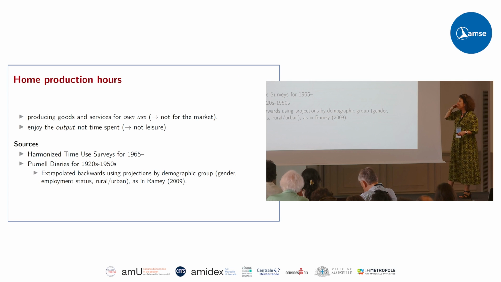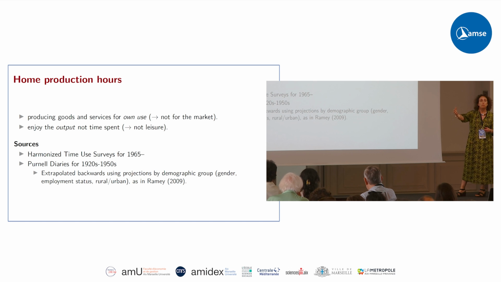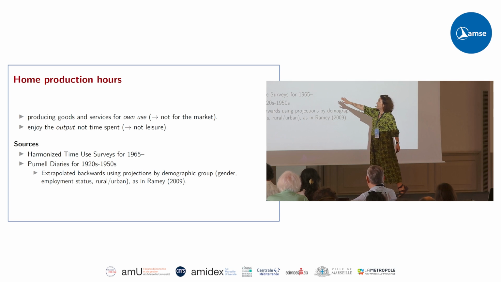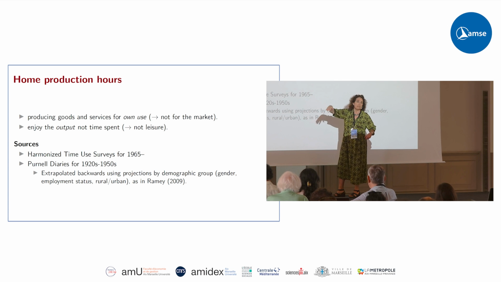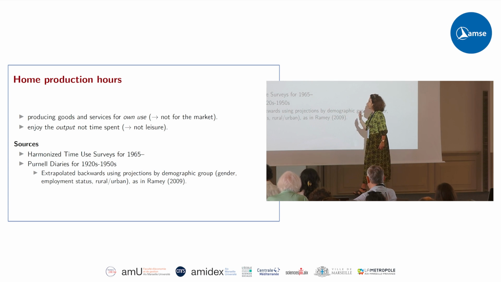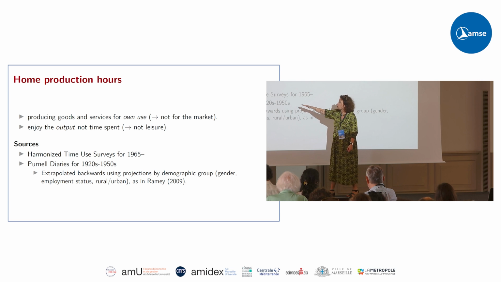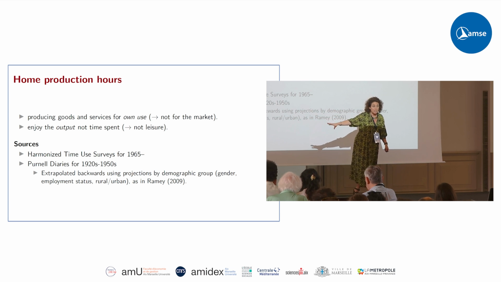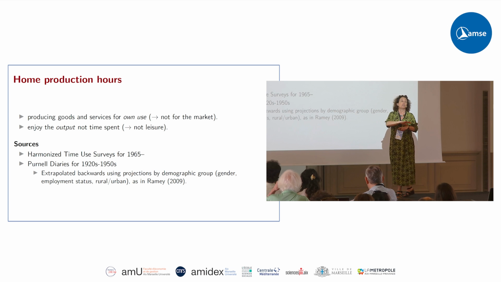Okay. The last bit of data that we do is about obtaining home production hours. We say another important process is the transition from home services to market services. For the later period, we'd use harmonized time use surveys that are very well known. For the earlier period, we'd use the parental diaries, because those diaries were not only capturing the time spent on the farm, but the time spent on anything.